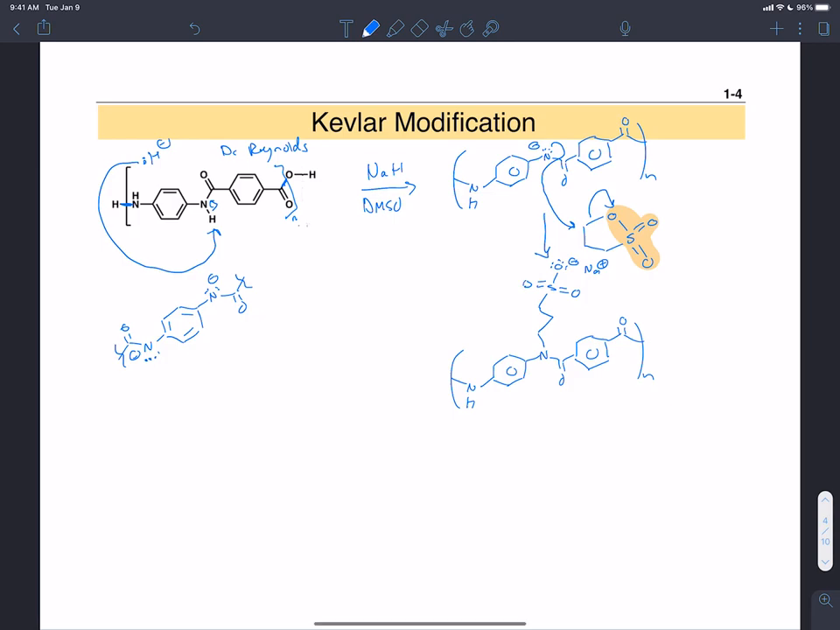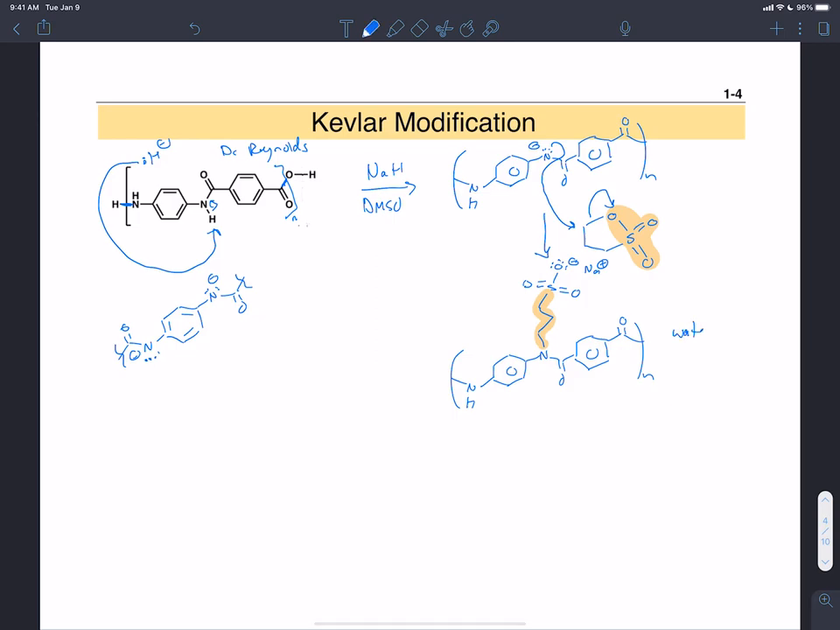And this now will allow the Kevlar to do a few different things. Note that now we've removed one of these strong hydrogen bond donors, so it's not going to be able to make these long extended networks as well. This side chain that we brought in will now start to bring formal negative charges to the chain, so it'll make them probably not want to be next to each other, just due to charge repulsion to some extent. And also, this negatively charged unit will help it to dissolve in water much better.